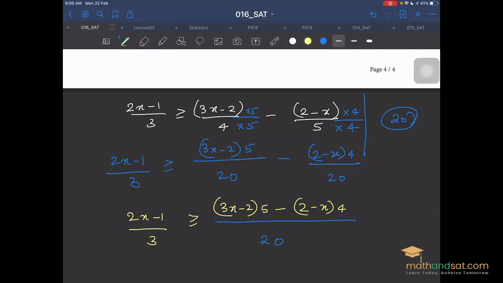Hello, are you with me? Are you with me? Yeah, 20 is the common denominator, so I've converted everything into 20. Here I had to multiply with 5 on both numerator and denominator. Here I had to multiply with 4 on both numerator and denominator. Right?